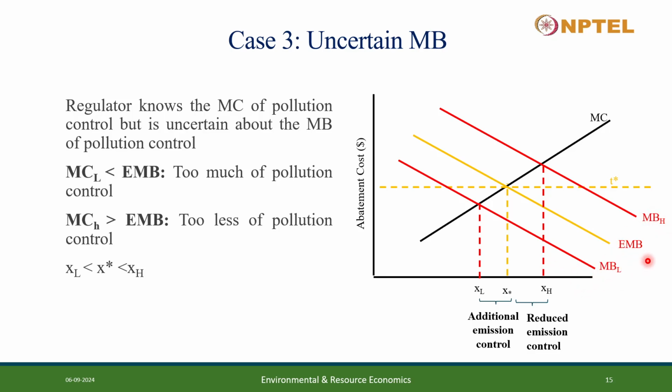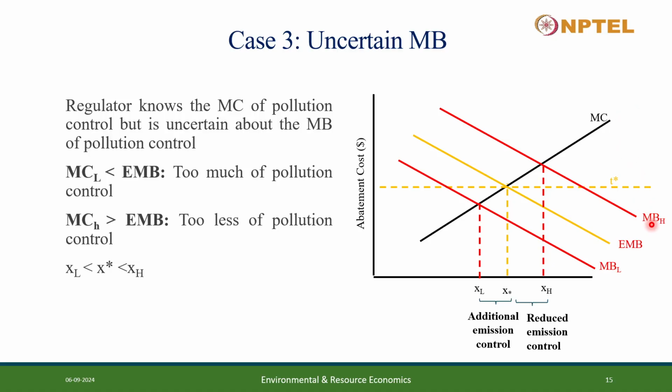Let's say the actual marginal benefit will be lower. Then the optimum level of emission control would be XL if we knew this exact MBL. However, since the expected marginal benefit is this yellow line, the intersection between this marginal cost and marginal benefit gives us the level X star. So the gap between X star and XL will be additional emission control which is being imposed on the firm.